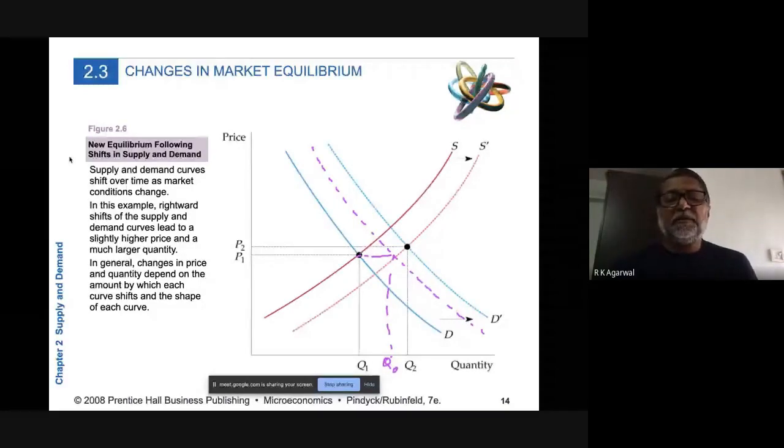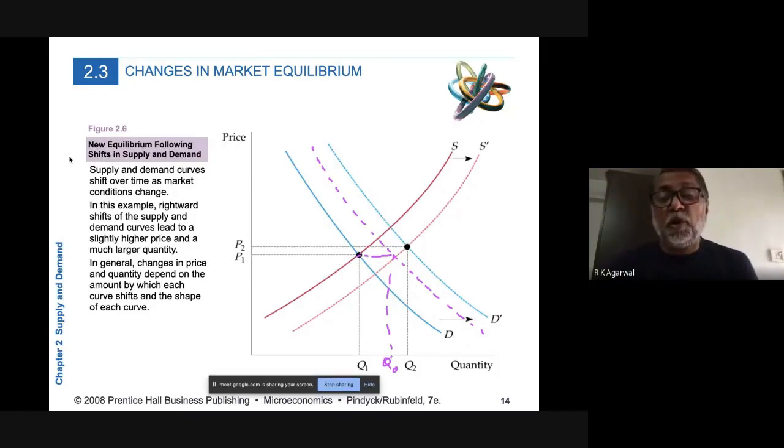Basically, whether price or quantity will change as a result of a simultaneous shift in the demand and the supply curve depends on the extent of the shift in the supply and demand curve. How much you have shifted the demand curve and how much you have shifted the supply curve will determine how prices and quantity will change, or whether they will change at all or not. So that is what this basically means.